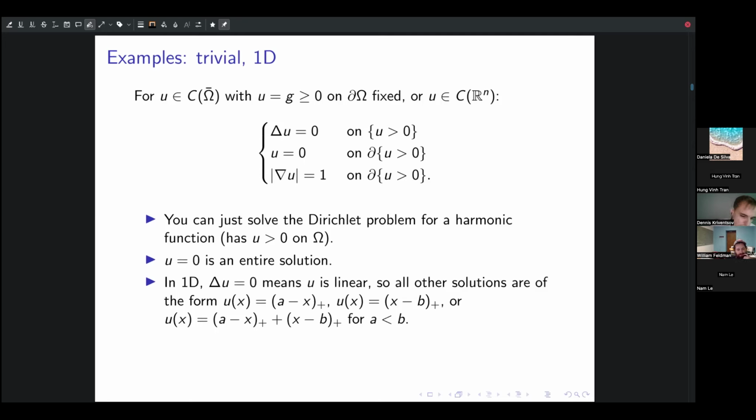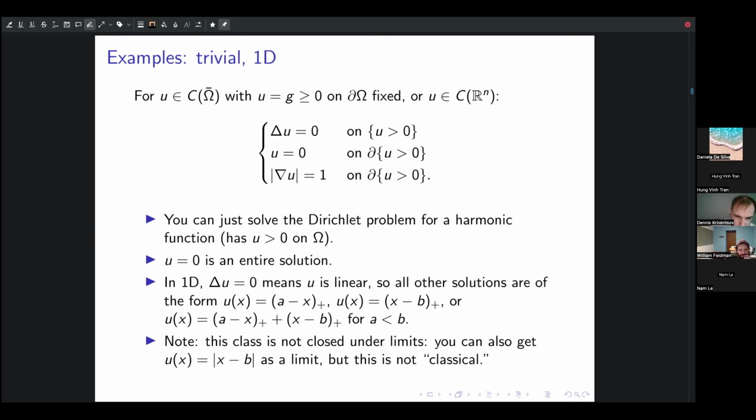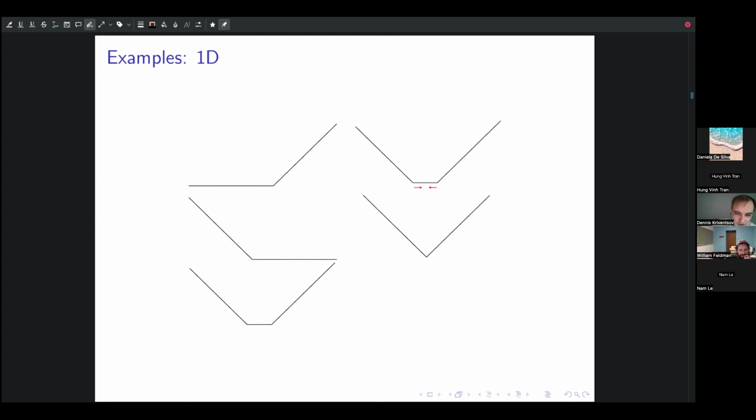But in 1D, there are also some non-trivial solutions, some solutions other than the harmonic function. So here I have some pictures of them. I apologize, the pictures are not great. But what's going on here? So these are the 1D solutions. We've classified the 1D solutions in this picture.